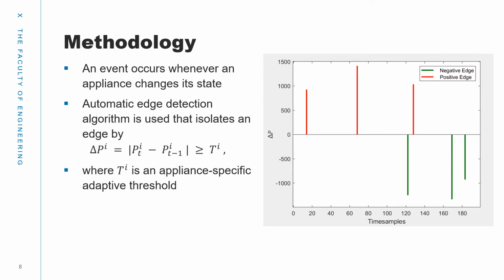The first rising edge is the toaster rising edge, followed by the microwave rising edge. The microwave falling edge is between 160 and 180 seconds, the second green line from the right. So basically, the edge detection algorithm will try to identify the corresponding rising and falling edges by comparing these edges with the adaptive threshold.